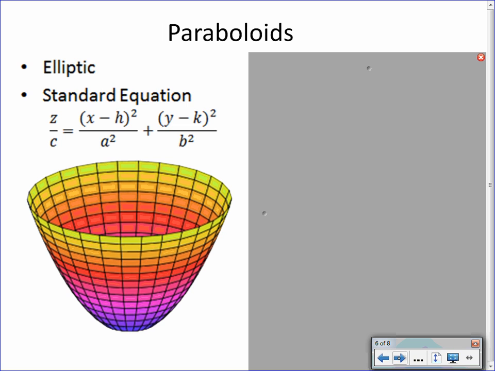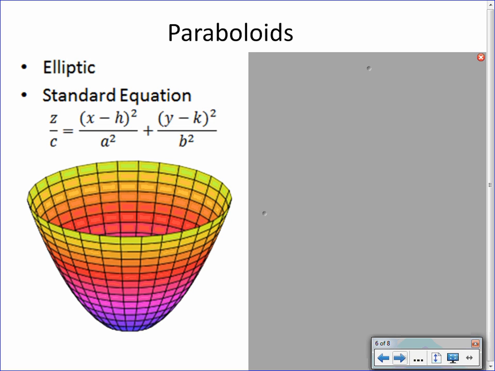Okay, the next thing, we have 2 different kinds of paraboloids. So what kind do you think this deals with? Okay, so this one is an elliptic paraboloid. This is the standard equation where over here, this looks kind of like an ellipse, right?